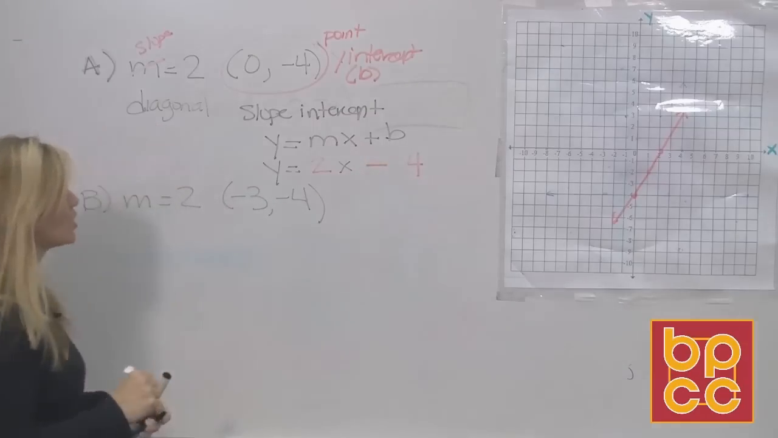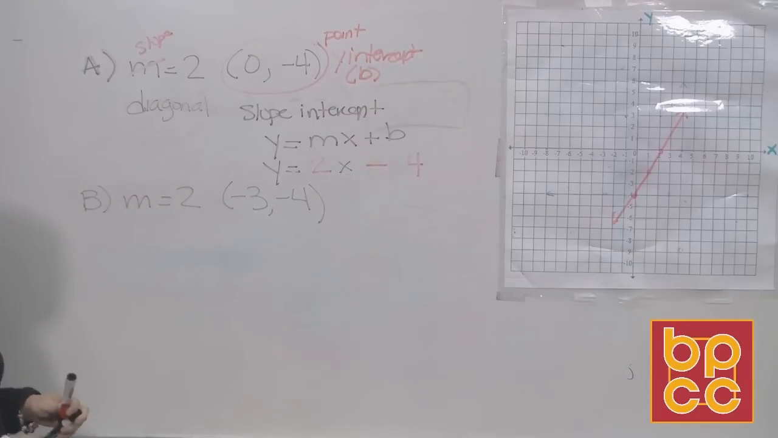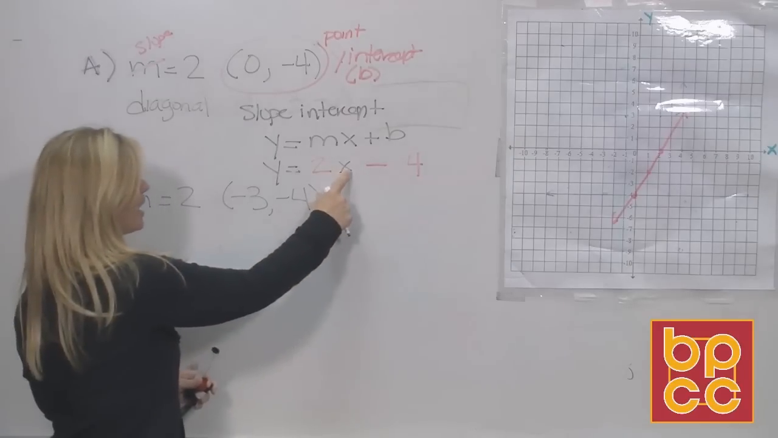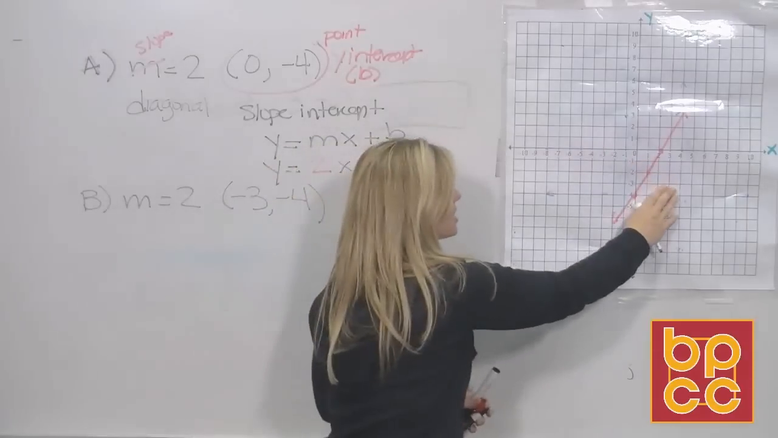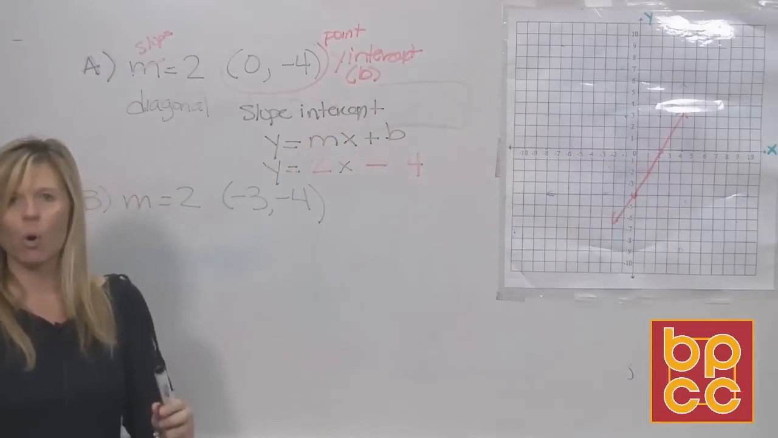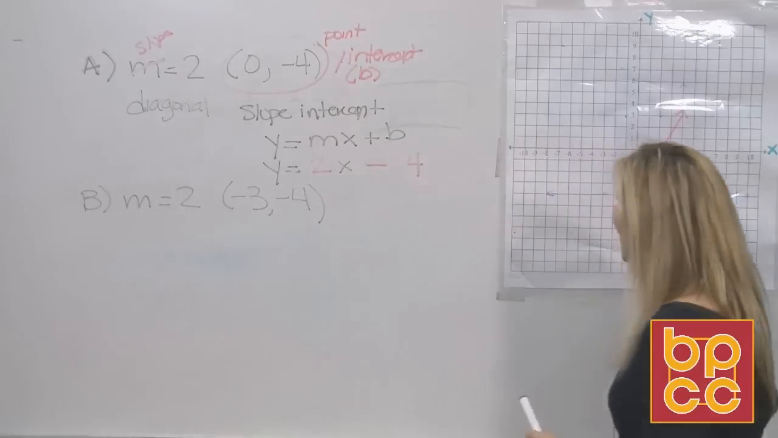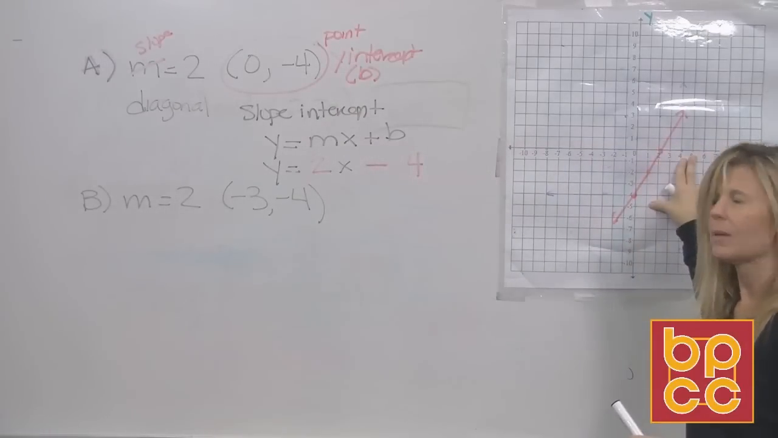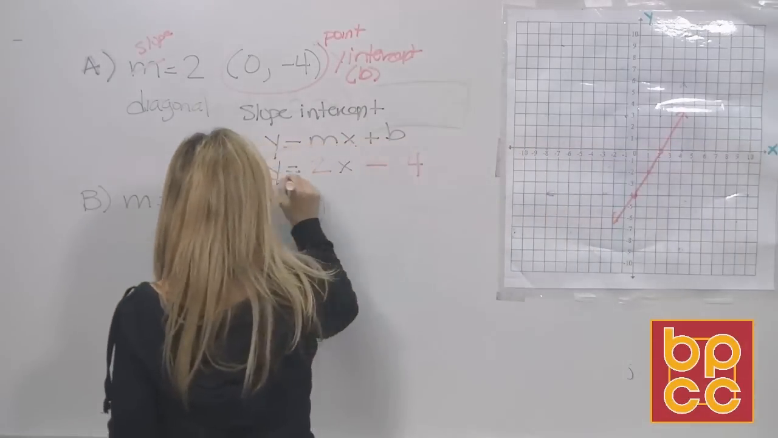Now everybody look at that equation. Y equals 2x minus 4. Is that not an equation of a diagonal line? Sure it is. You have an x, you have a y. It is a diagonal line. And that's what you wanted to do. You wanted to give the name to this picture. Now this is in slope-intercept form.